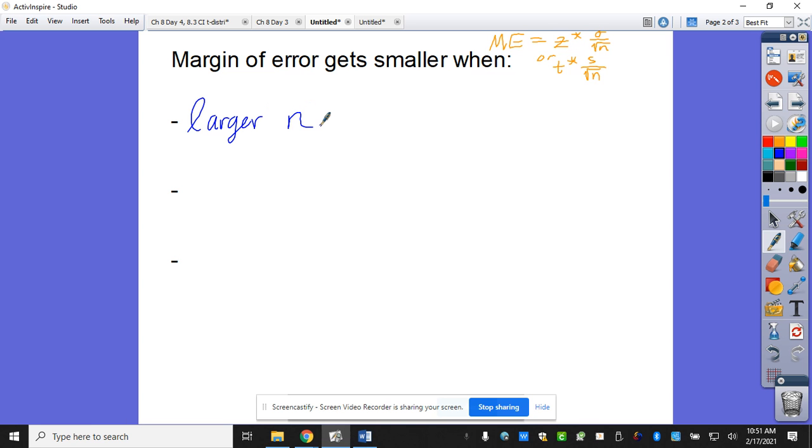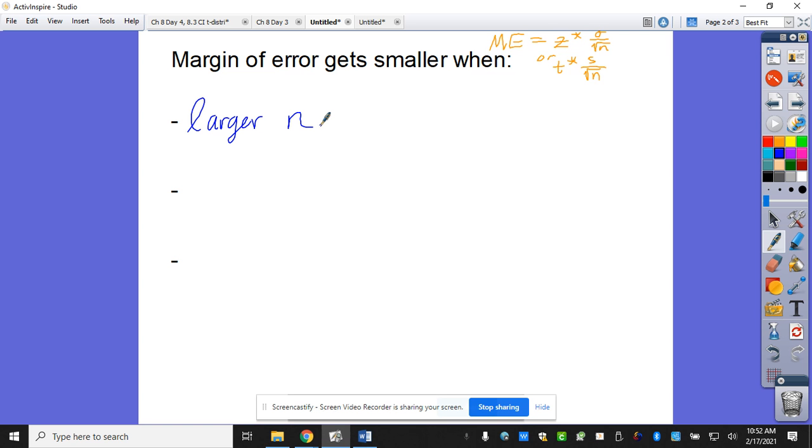So I'm doing a study. I want to make sure that I am correct within 2 points. I want to make sure that I'm correct within 5%. I can change my sample size to make sure that I'm correct within a certain amount. What's another thing I can change?